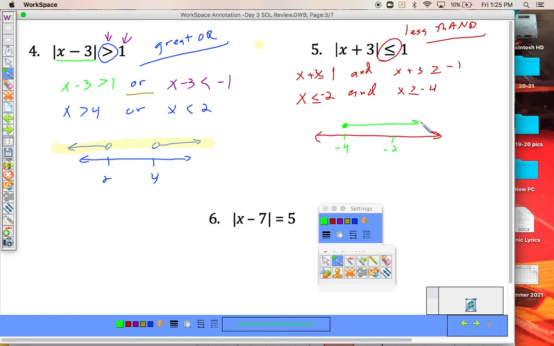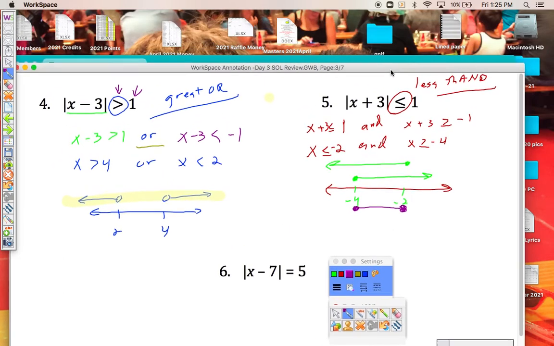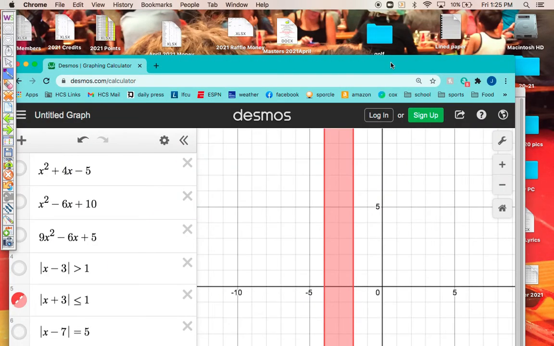Closed circle to the right at -4, closed circle to the left at -2. And since it's an and statement, I want what they have in common. So my answer is going to be from -4 up to -2, closed circles both times, which is what we have here. I want what's between -4 and -2.